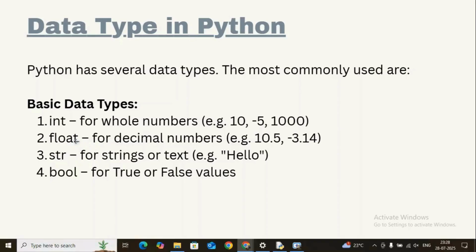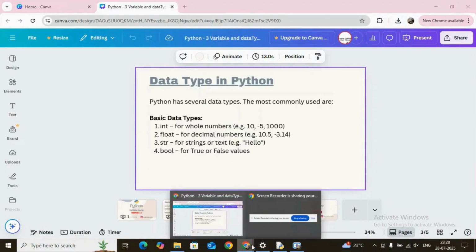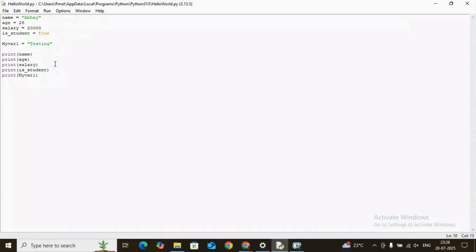In our example, let me show you the example again. If I ask you what is the data type of this name equals Abhay, then it is a string data type, because it contains a string value.